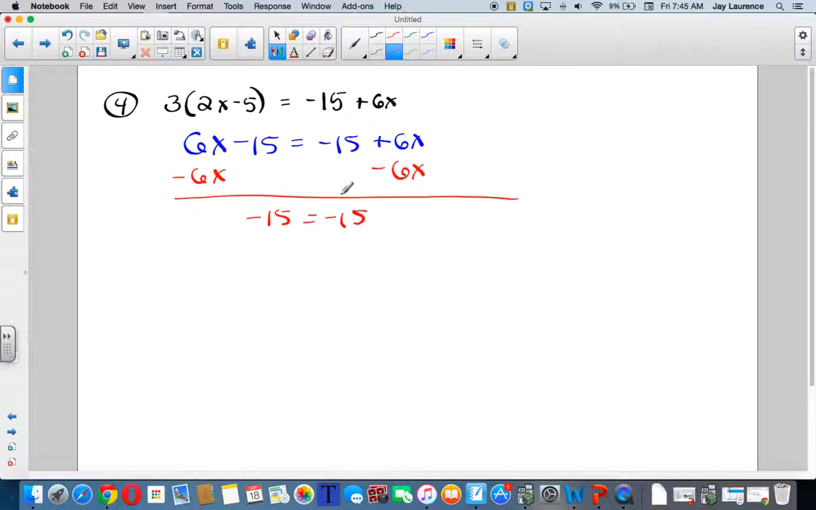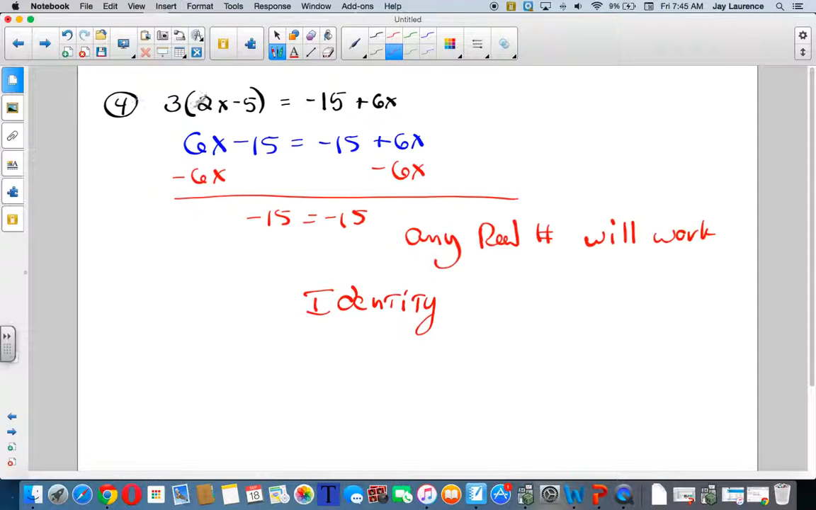There's no variable. X is not negative 15. There's no x here to say x equals something. This is always true. This means that any real number will work in this equation. We can call this an identity. Yeah, it's really the same equation on both sides. It just looks different, okay? But once you distribute, you realize you get the same thing. And then, of course, you use the commutative property here, and you can see you'll have 6x minus 15. All right, so that's a situation. You got a statement that was always true, no variables, it's always true, and then any real number will work.